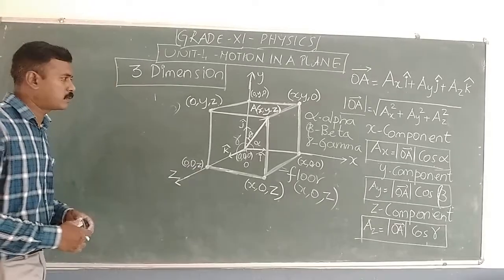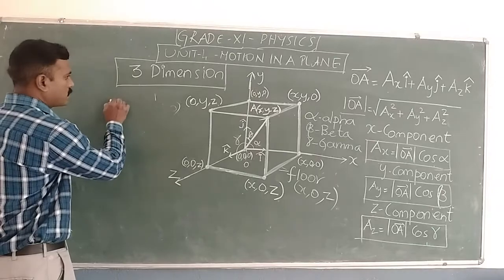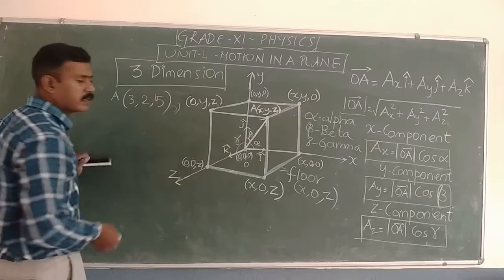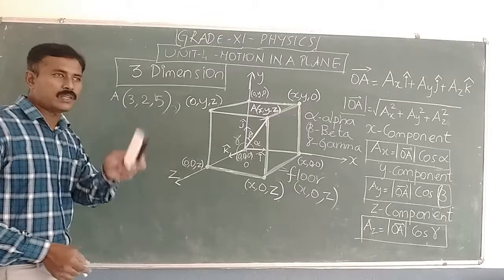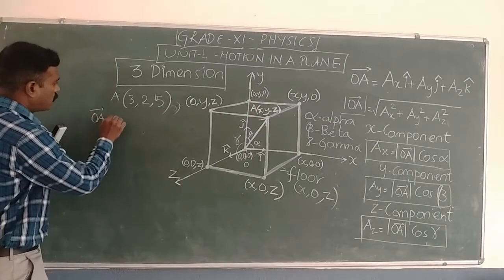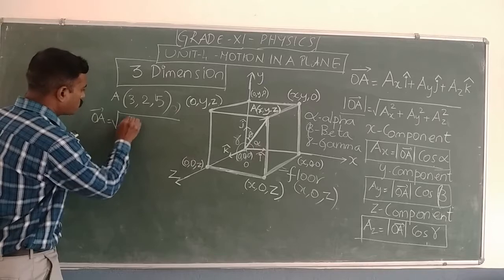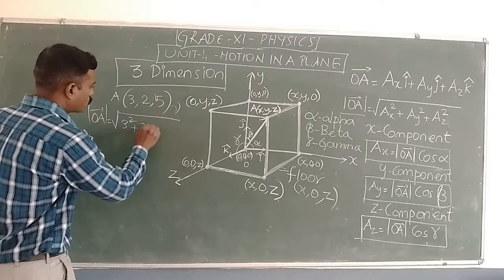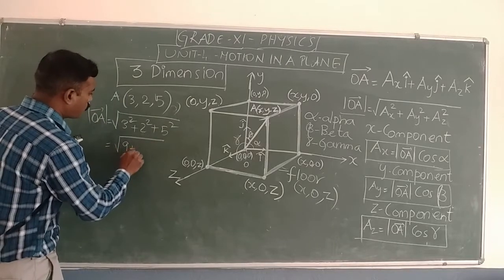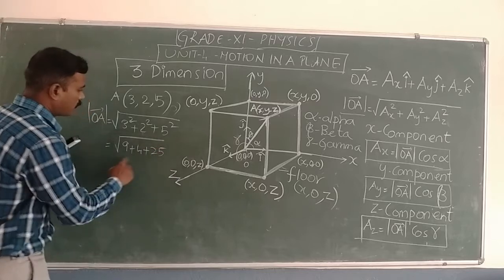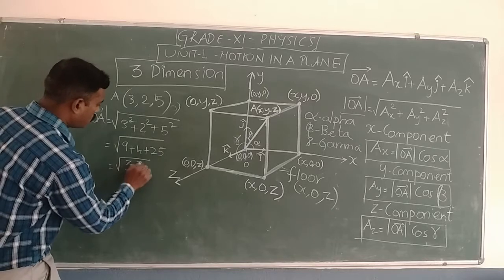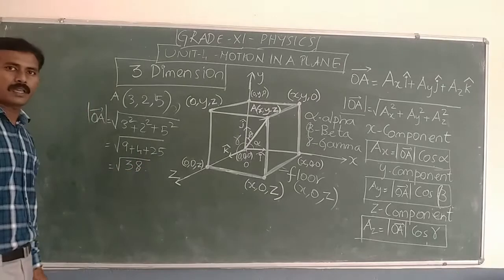I will show you a simple example so you can get into the concept very easily. If, for example, the point A is located at 3, 2, 5, what is the magnitude? OA is the square root of 3 square plus 2 square plus 5 square. 3 square is 9, plus 4, plus 25, that is 38. This is the answer.